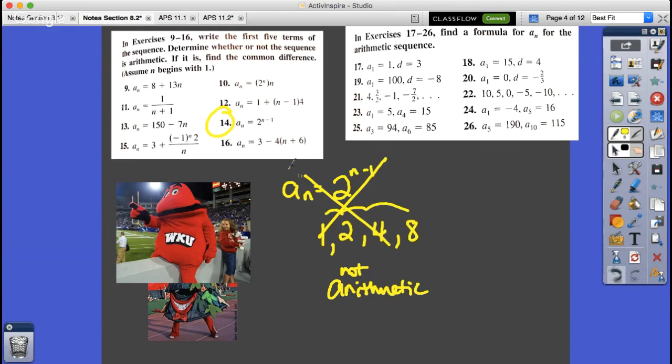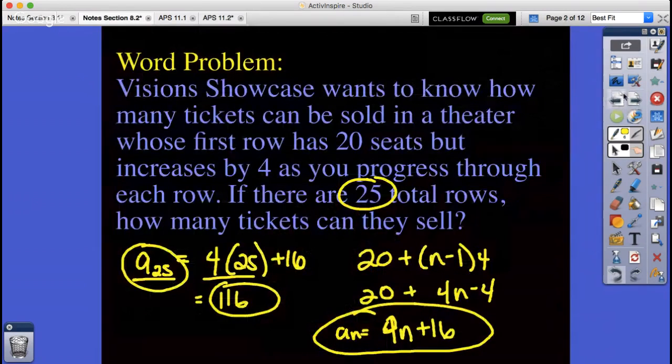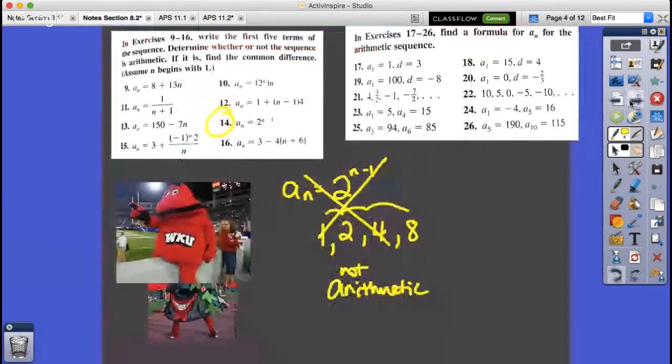with an equation. Now, let's say we did have an equation, like I know number 9 is a good example, or number 13. If you find what the common difference is and A1 is, similar to the problem we did in the Vision Showcase, we would plug in what A1 is, plug in what our difference is, and then simplify the equation to find what we would be getting out there.